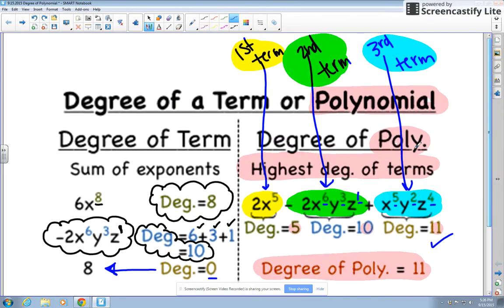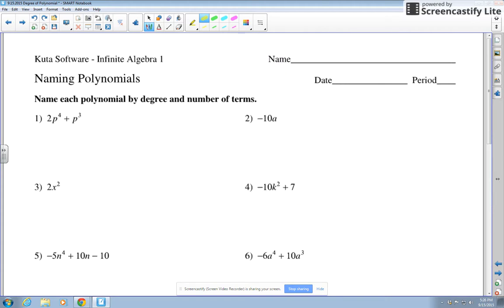Okay, that's whenever we have separate terms. When we have one term, if you look on the left side, this is just one term. That's when we do add the exponents together to get a degree. So let's look at a couple of examples. Let's look at example number 1.